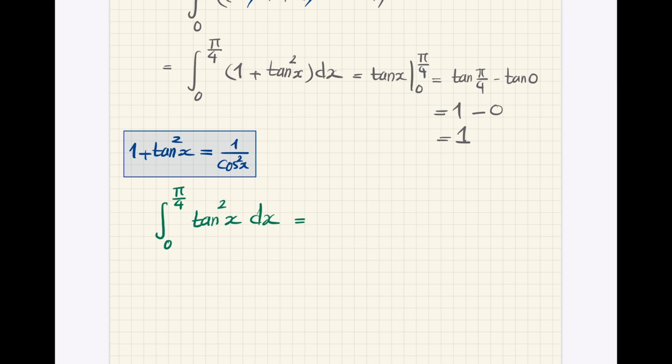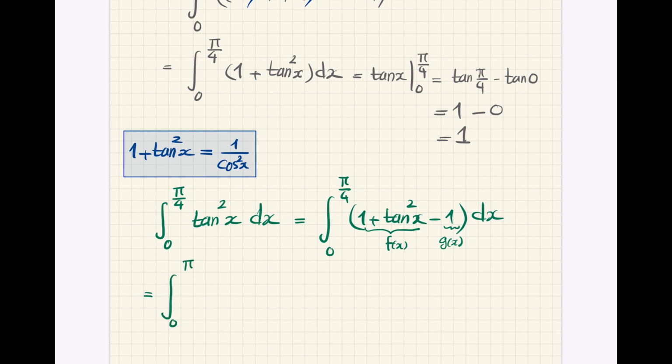For example, you see that a primitive function for 1 plus tangent squared x is known. Okay, so what you can do to solve this problem is to write 1 plus tangent x squared and then negative 1 to compensate for that 1 that I am adding. Now I can imagine this as my function f minus I can imagine this as my function g. Now I can decompose the integral into two pieces.